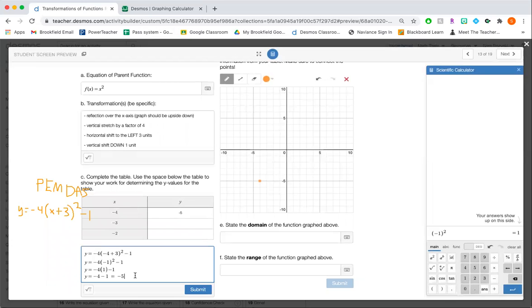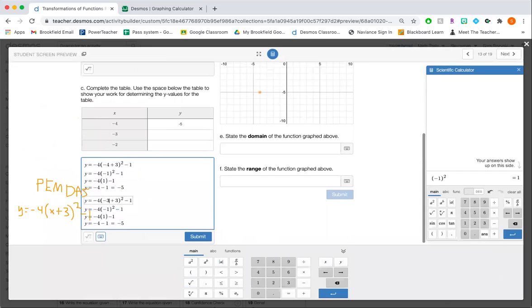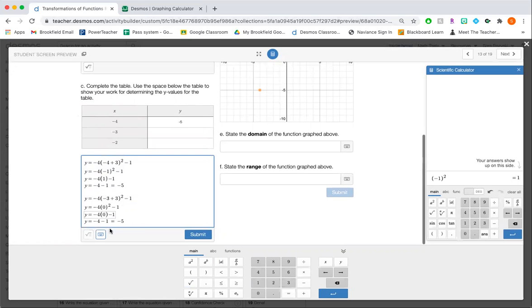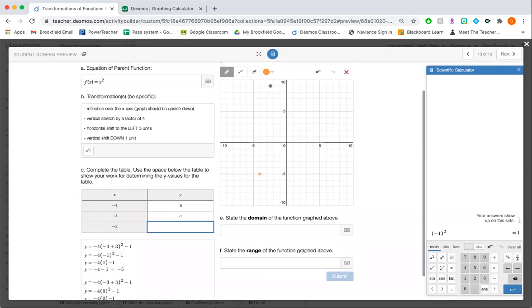So then I'm going to do this whole process again. Copy and paste is your friend if you're trying to save time during the quiz. And I'm going to make this a -3. -3 plus 3 is 0. 0 squared is 0. -4 times 0 is 0. 0 minus 1 is -1. So this is now the point -3, -1. I'm going to go over to -3 and down 1.